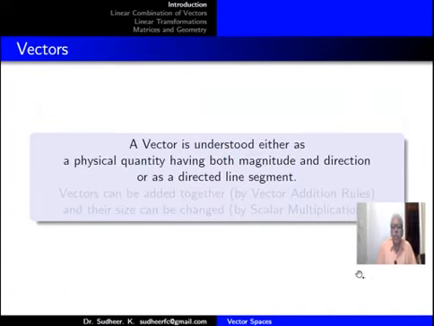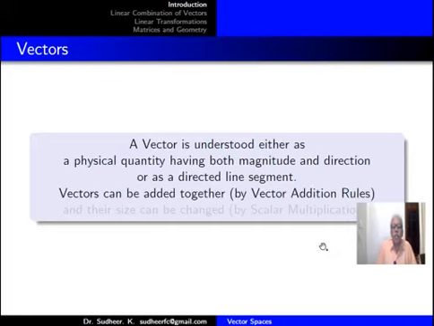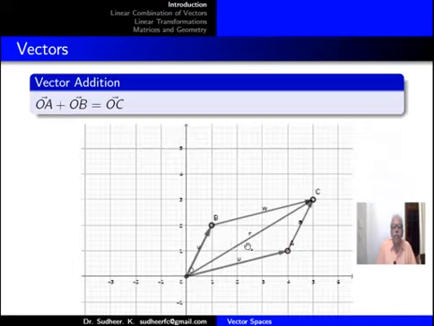A vector is understood either as a physical quantity having magnitude and direction or as a directed line segment. Vectors can be added together. There are vector addition rules, namely the triangle law of vector addition and parallelogram law of vector addition, and their size can be changed by scalar multiplication. What is the parallelogram law of vector addition?